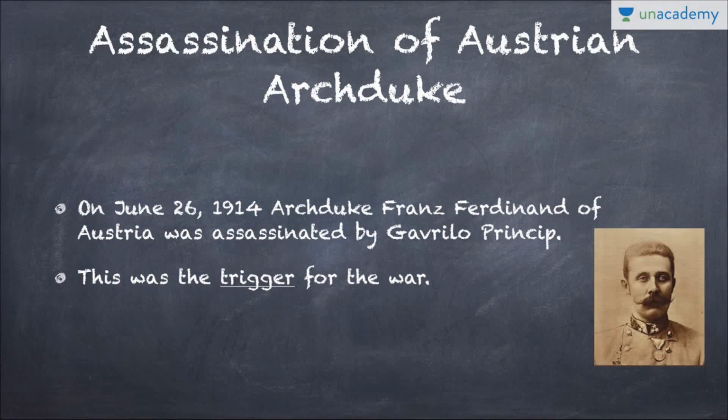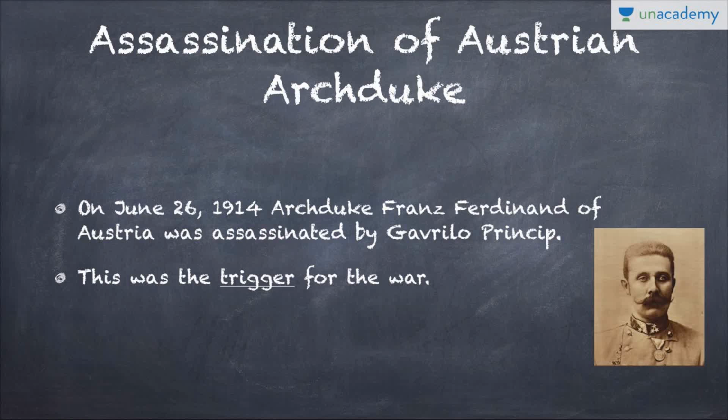And the trigger point came several years after this, when the war started. On 26 June 1914, Archduke Franz Ferdinand of Austria was assassinated by Gavrilo Princip. The Black Hand was the organization to which this man belonged, and when the Archduke was traveling there, he shot him down.